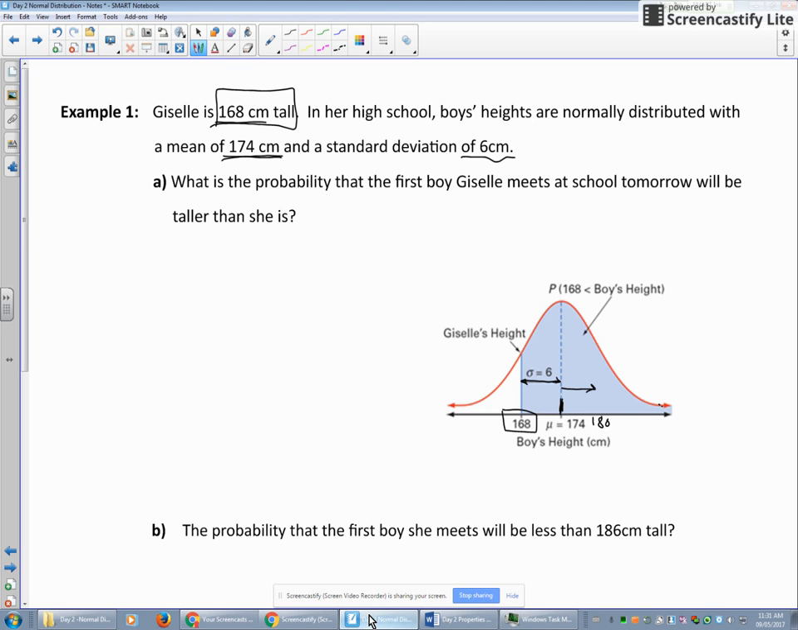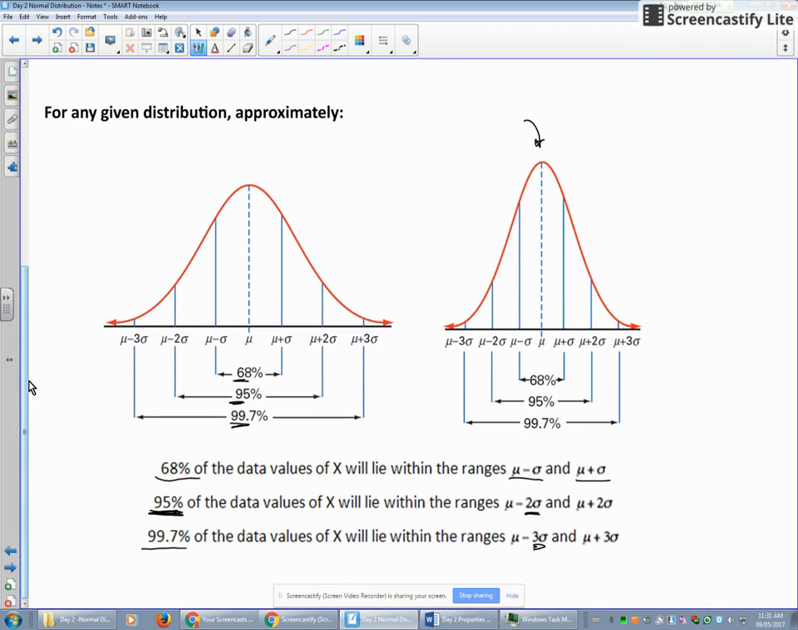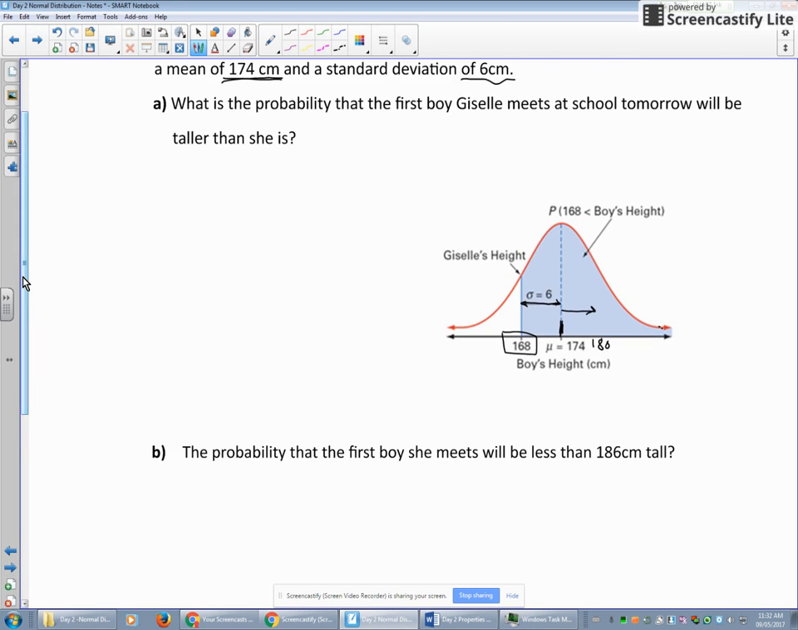Okay, so we're going to be taking a look at how we can apply our concepts of the fact that our data is grouped. 68% of our data is grouped within one standard deviation of our mean. This is going to come into play. So let's start with this question, and let's just give a random variable x represent a boy's height. Because we're wondering about probabilities of finding a boy that is taller than she is. And we know that she is 168 centimeters tall, so we want to find out what's the probability that we find a boy who's greater than 168 centimeters.